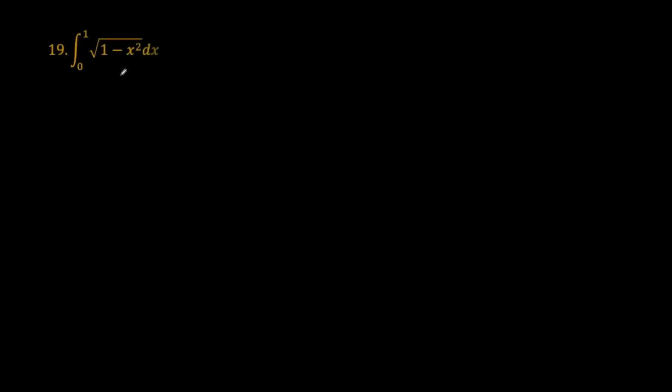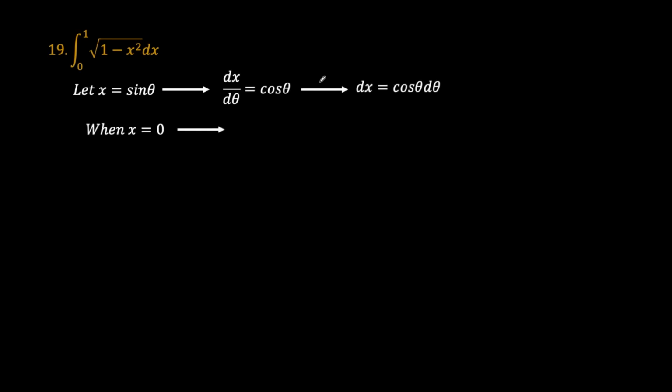Problem 19, which is the integral from x equals 0 to 1 of the square root of 1 minus x squared. Now, this is a very simple problem. So a quick thing is to substitute with a trigonometrical function, and sine is my trigonometrical function of choice. I could also use cosine theta, but let's use x equals sine theta. Therefore, dx d theta is equal to cosine theta, and so dx can be substituted with cosine theta d theta.